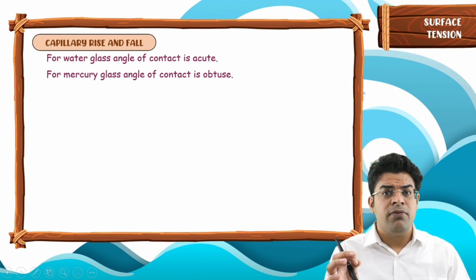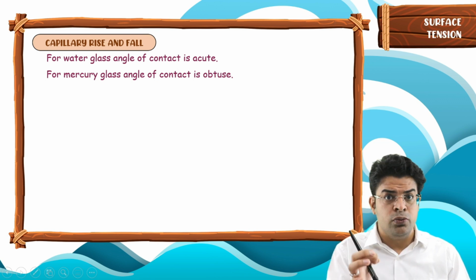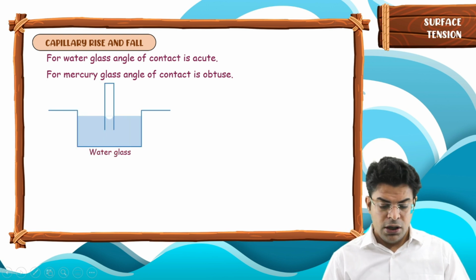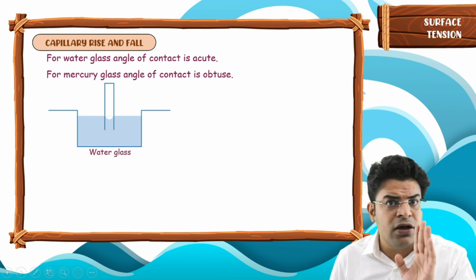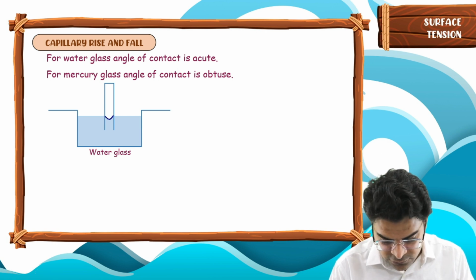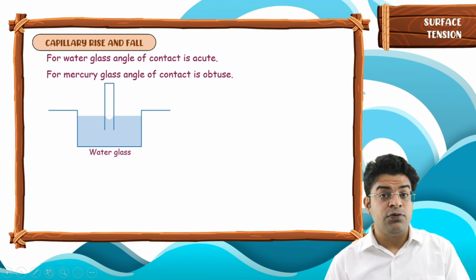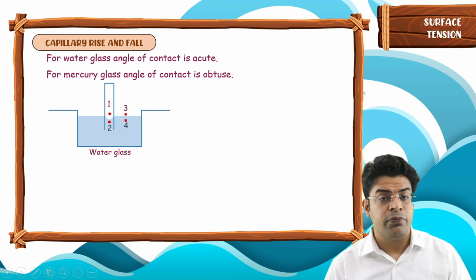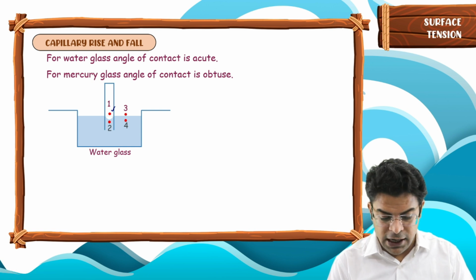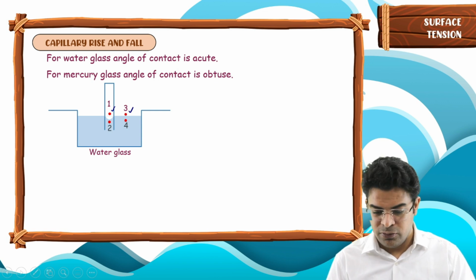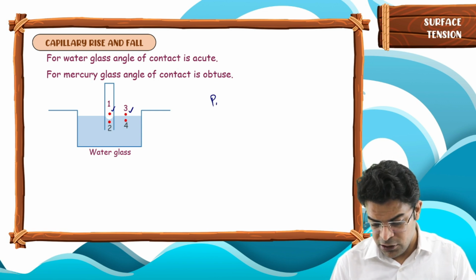So what happens when we place a glass capillary tube into water? On placing it, we know that the angle of contact is acute. So this type of surface is formed. Now visualize 4 points: point 1, point 2, point 3, point 4. You can see that point 1 and point 3 are in the atmosphere. So pressure at point 1 equals pressure at point 3 equals P atm.